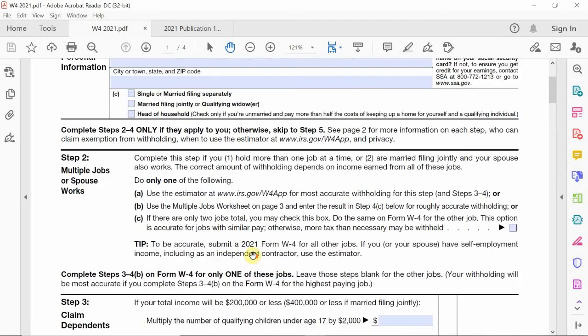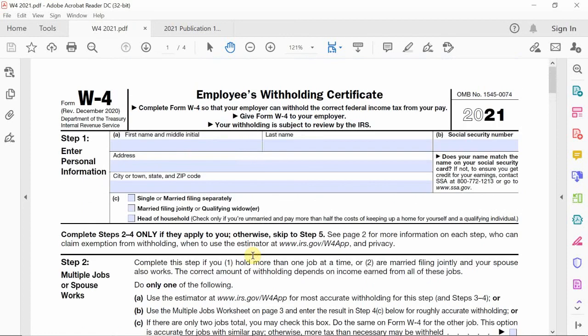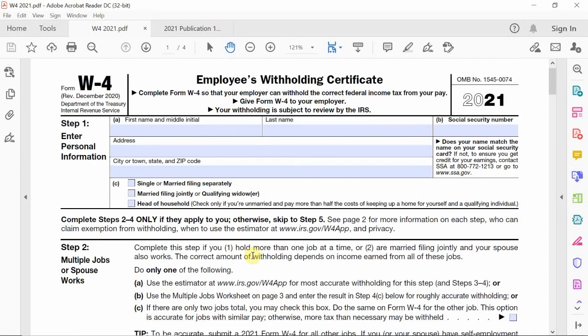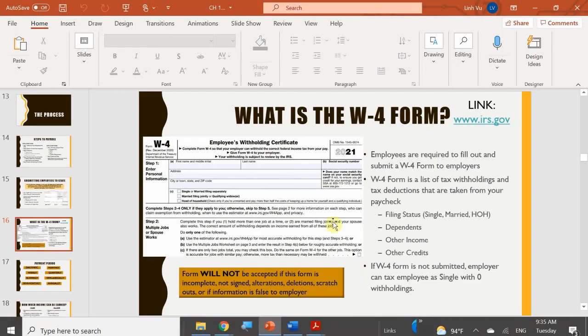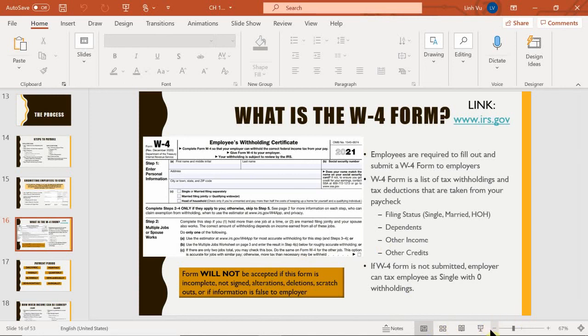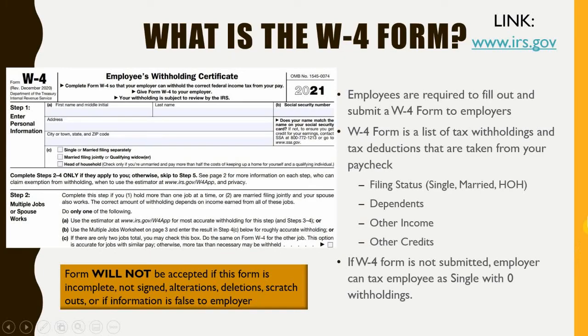and this is what you guys are going to be filling out. So once again, this is a lot harder. That's why they created a tax estimator, which helps you answer all the questions that you need to answer, and it helps you fill out your W-4 form for you. Okay? So that's that one for you. Any questions in regards to the W-4 form? No. Okay.